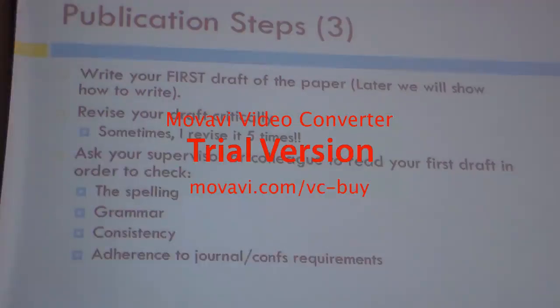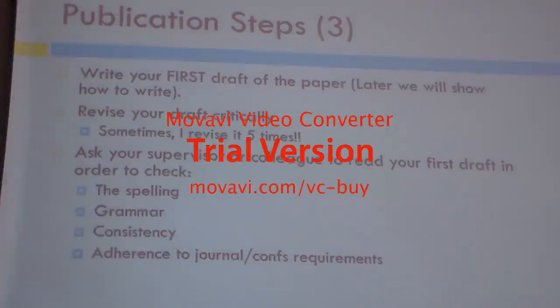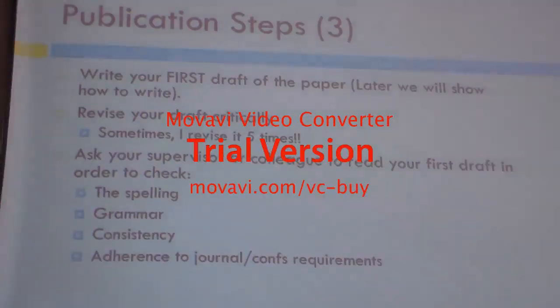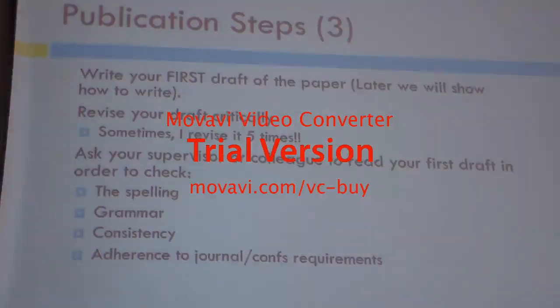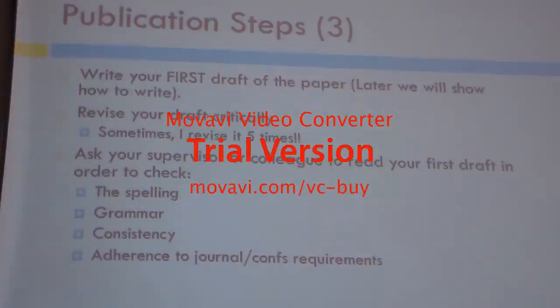Spelling, English is very bad. Very bad English. Not consistent. Out of scope. And some of them are very tough. They will say you are careless. Why do you waste our time? Don't send this work to our journal again. Yes, don't send to our journal again.